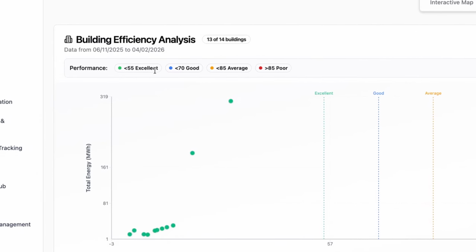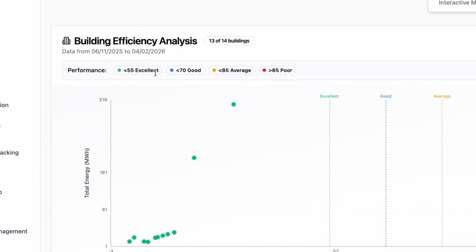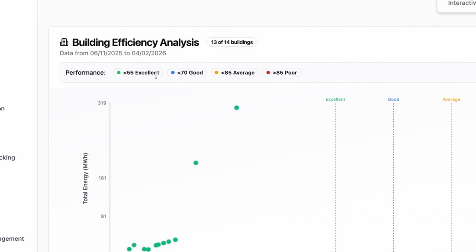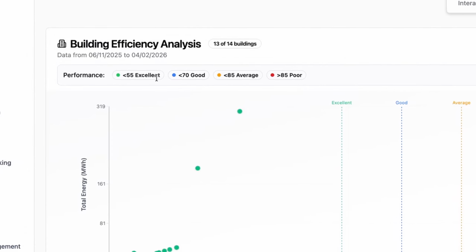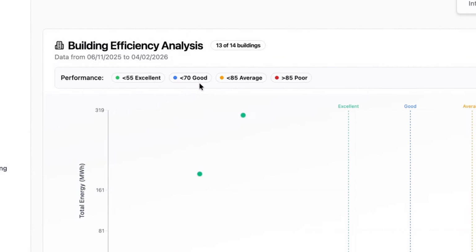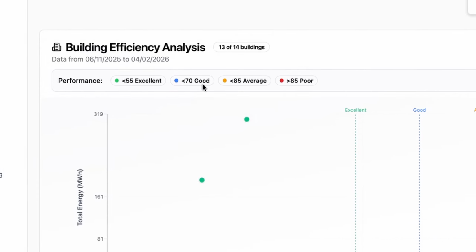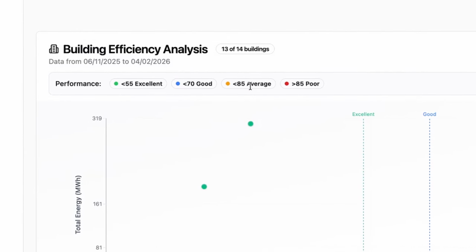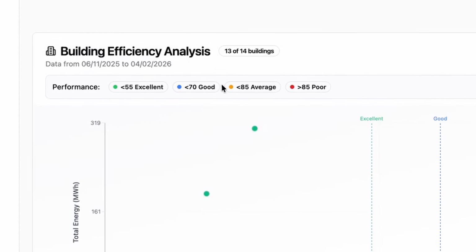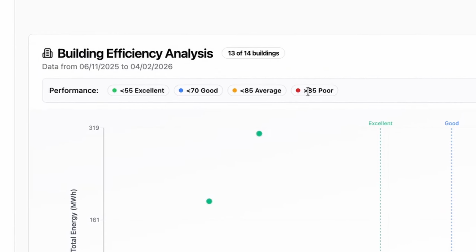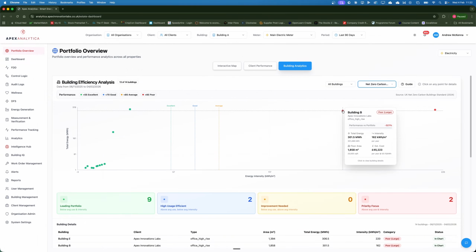So, for example, for a typical office building for net zero operational carbon, they say anything less than 55 kilowatt hours per square meter is considered excellent. Obviously, less than 70 but above 55 is good. Less than 85 but better than 70 is average, and then beyond that is considered poor, right? And so again, as I mentioned before, it's a different way to understand the building characteristics and which ones you want to put your effort and focus on.